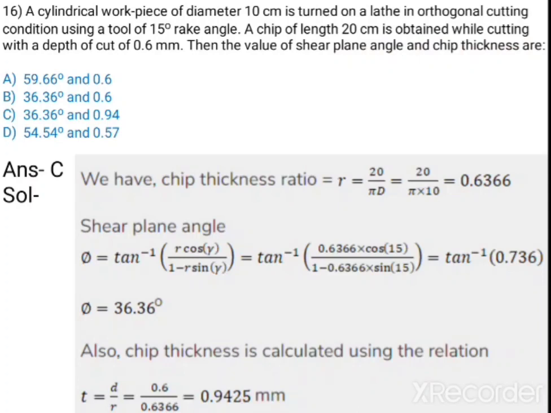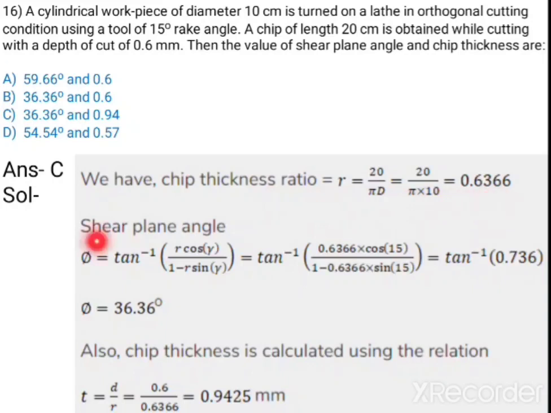So we know the chip thickness ratio r is t by tc. The chip length is given as 20 centimeter, and to calculate tc, that is pi into d. So we can find tc with the help of pi d, or 2 pi r, that is the circumference of that cylindrical workpiece. Because the diameter is given as 10 centimeter, you can easily calculate the chip thickness ratio, which is less than 1; you will get 0.6366.